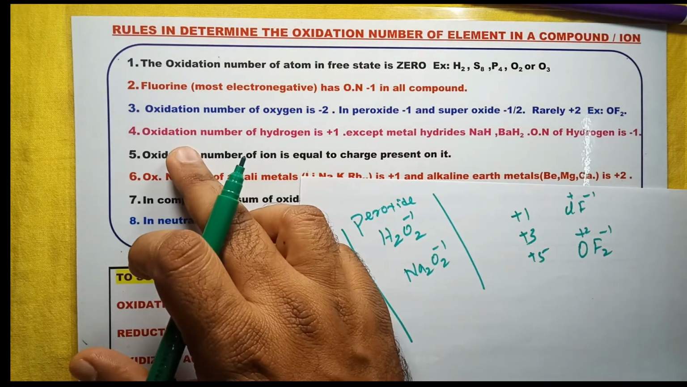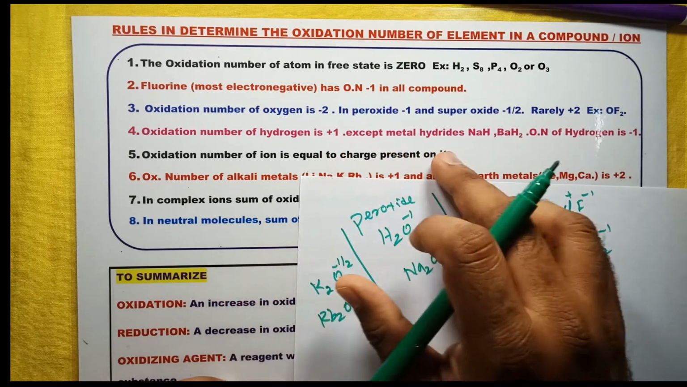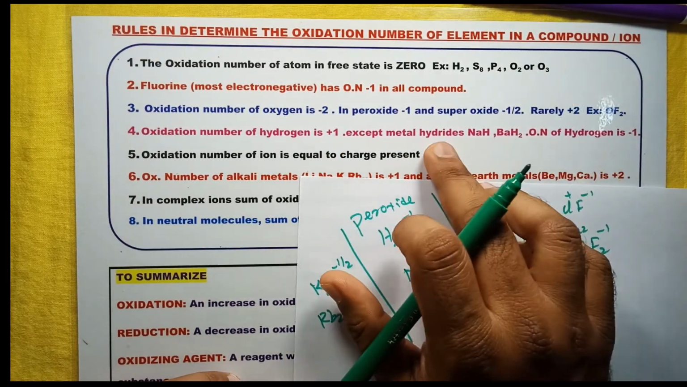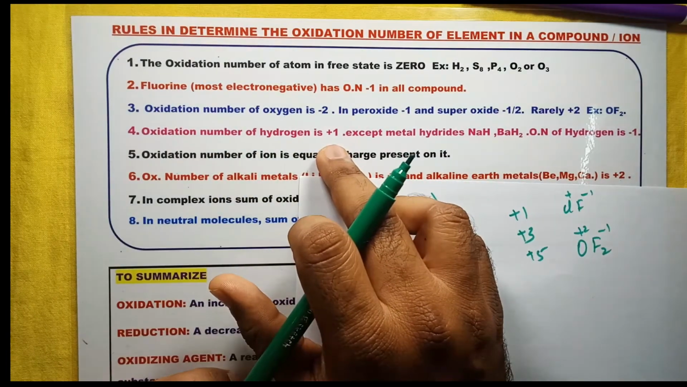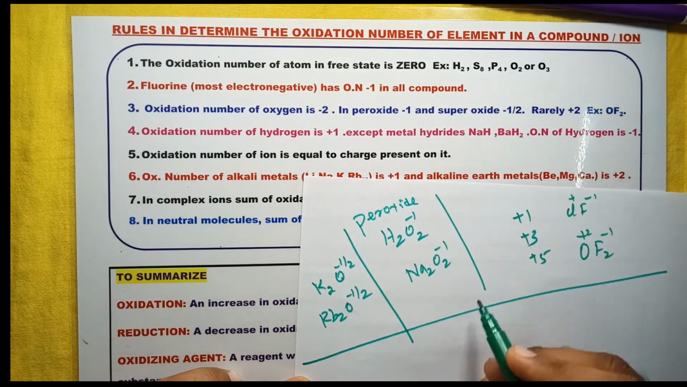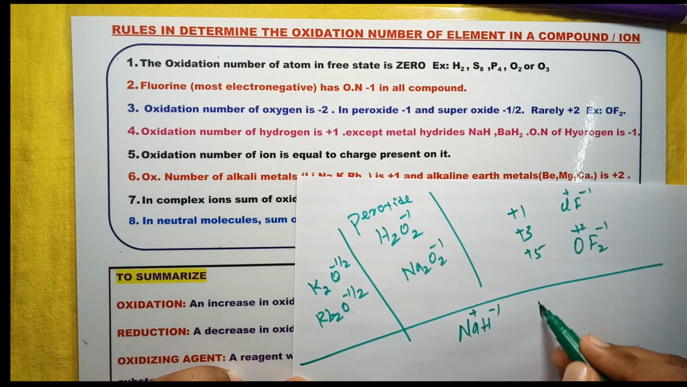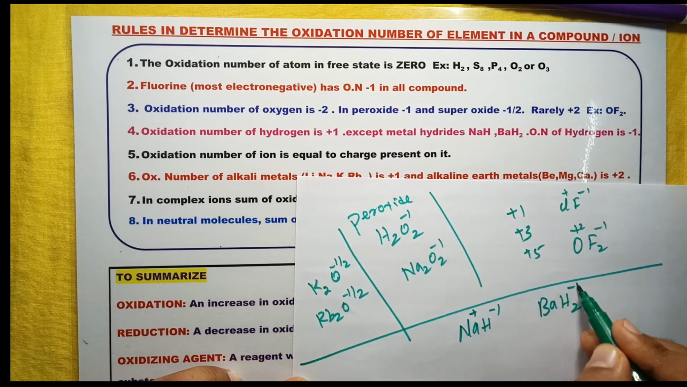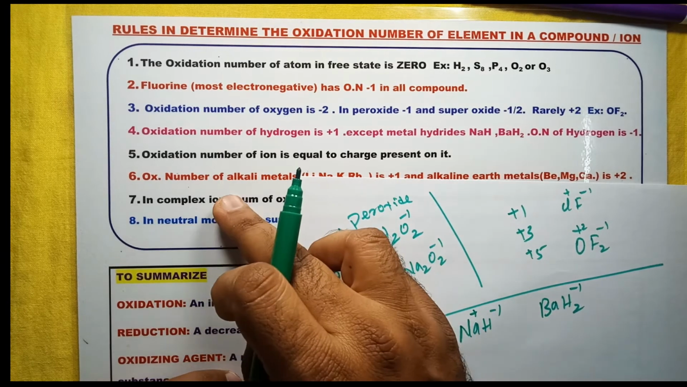So the fourth point is the oxidation number of hydrogen is +1. In rare cases, it exists as -1. Such compounds are known as metal hydrides. So usually hydrogen exists as +1 oxidation state. In metal hydrides, for example NaH, hydrogen exists as -1 oxidation state and sodium exists as +1 oxidation state. In BaH2, hydrogen exists as -1 oxidation state and barium exists as +2 oxidation state. So this is the fourth rule.